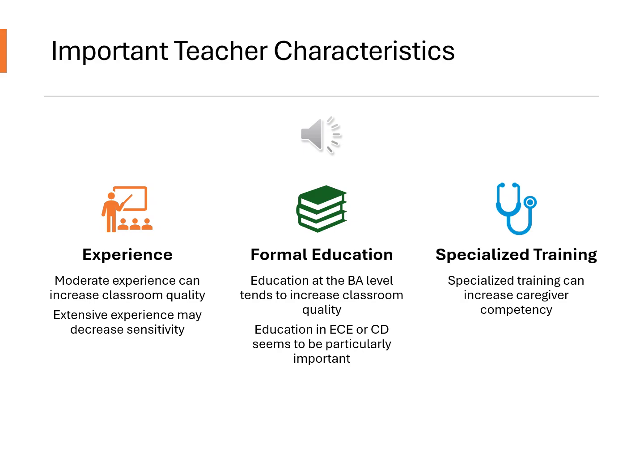So education at the BA level or above tends to increase classroom quality, and that education in early childhood and child development is particularly important. In the absence of formal education, specialized training can increase competency. So sometimes you might take training in special areas like a trauma-informed care class or certificate to step up your knowledge in that area that maybe you did not get through your formal education courses.